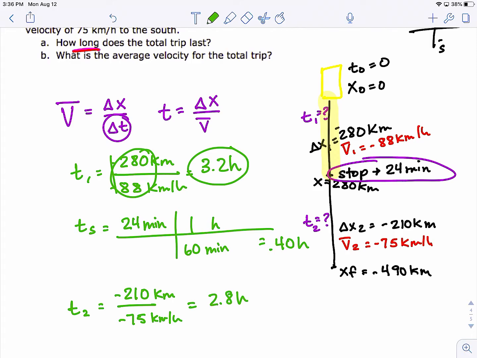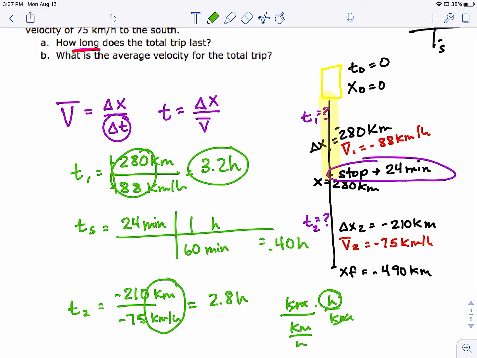Now I want to explain the units here. How does taking kilometers and dividing it by kilometers per hour give me hours? So if I take kilometers and I divide by kilometers per hour, if I flip and multiply, notice the kilometers cancel out and I'm left with hours.